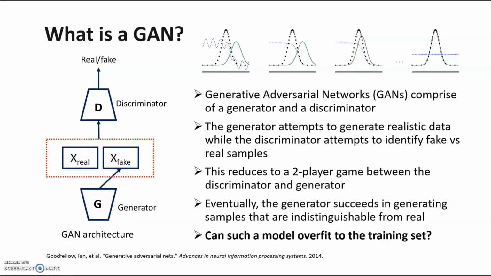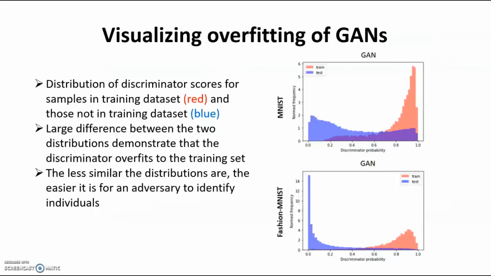So how can such a model overfit to the training set? To demonstrate that, let's look at this experiment. Here we plot a histogram of the discriminator scores. A quick reminder, the discriminator is just a binary classifier for real versus fake, so its output is a number between 0 and 1. So we plot the histogram of the discriminator scores for samples that were used to train the model, shown in red, and samples that were not used to train the model, shown in blue.